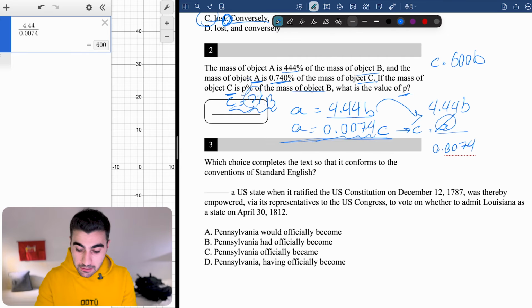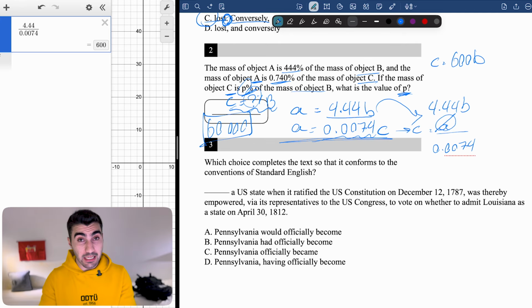Now, we want to convert this into percent because P is in percent. So this times 100 is going to give us 60,000, right? So P is basically 60,000. That is the answer to this question. Now, be careful here. Sometimes the question is asking, what is the value of P over 1,000 or P over 100? Then you need to divide what you found for P, after you multiplied by 100.